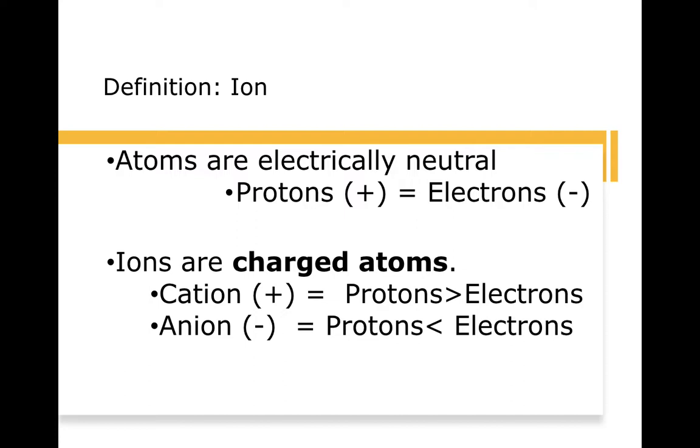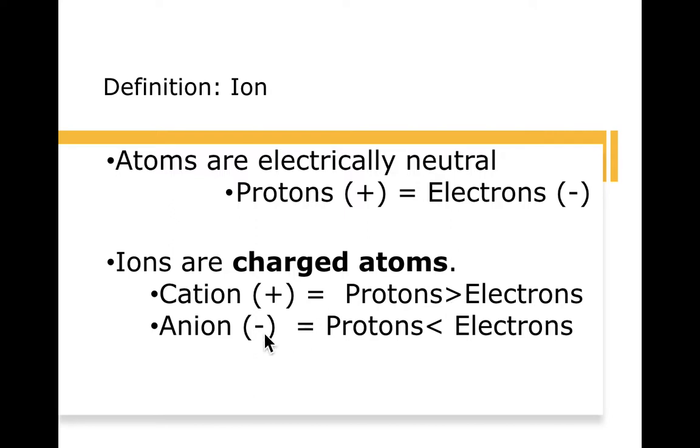However, ions are charged atoms. And we have two kinds of charged atoms. We have ones where you have more protons and ones where you have more electrons. Now, a cation, not a cation, a cat, like a kitty cat, a cation, you can kind of remember that because the T in the middle kind of looks like a plus sign, has more protons than electrons.